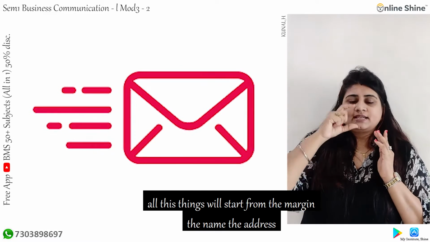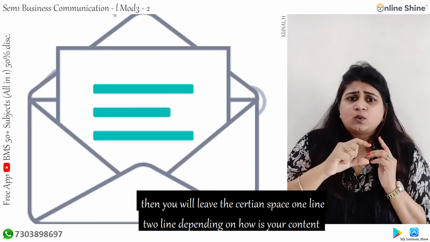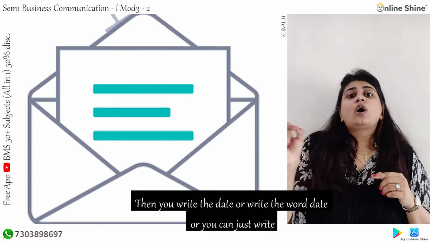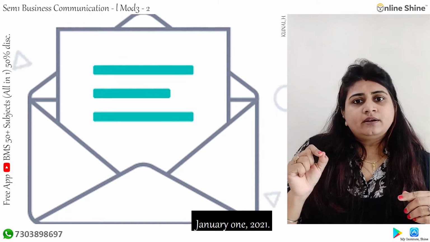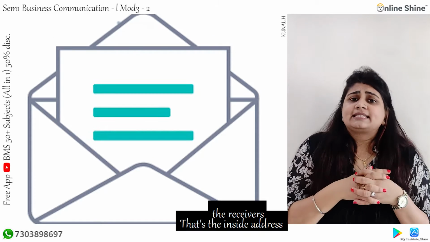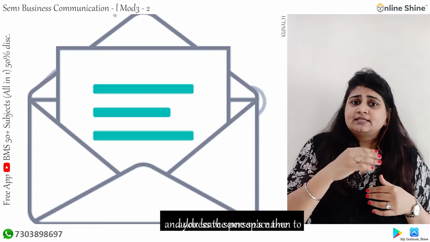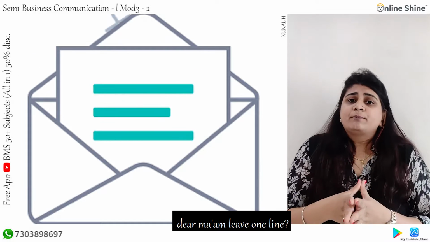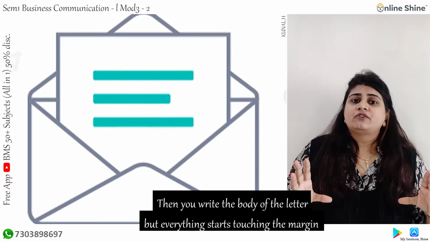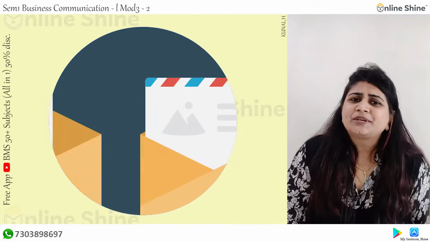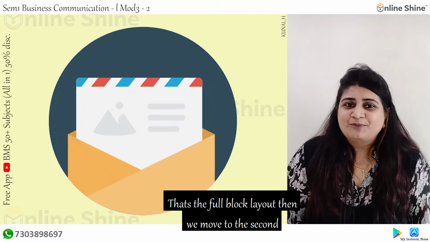The name, the address, then you leave a certain space, 1 line, 2 lines, depending on how big the content of the letter is. Then you write the date, you write the word date, or you can just write January 1, 2021. Then again you leave space, you write Mr. XYZ to whom the letter is addressed. That's the inside address, the receiver's address. Then you leave some space. Then you write the salutation, respected sir, dear ma'am. Leave 1 line, then you write the body of the letter. But everything starts touching the left hand side of the margin. So easy to remember is everything to the left. That is a full block layout.